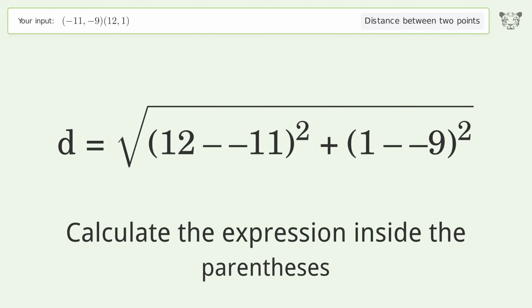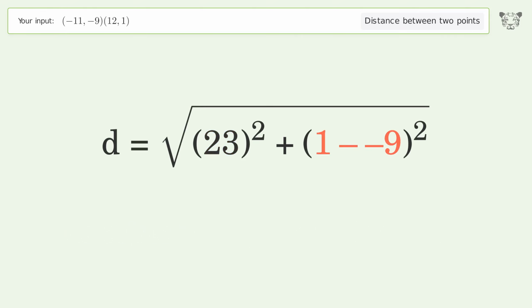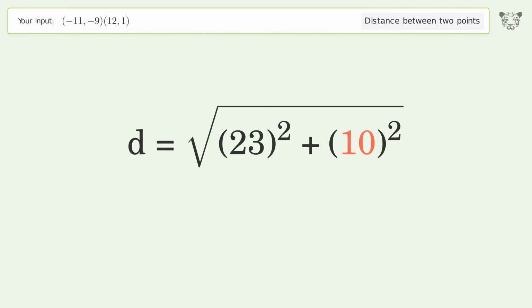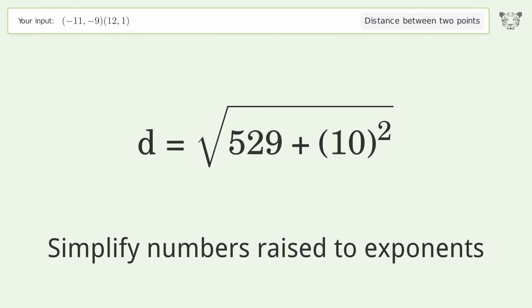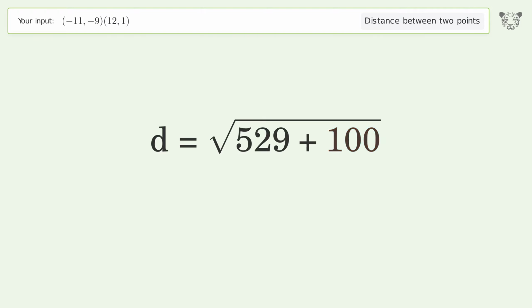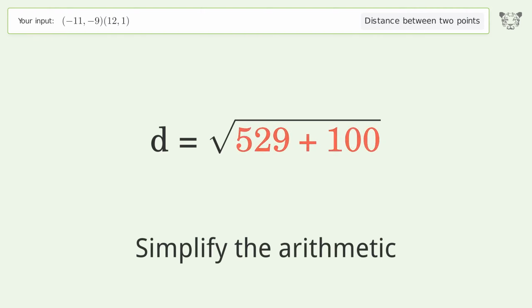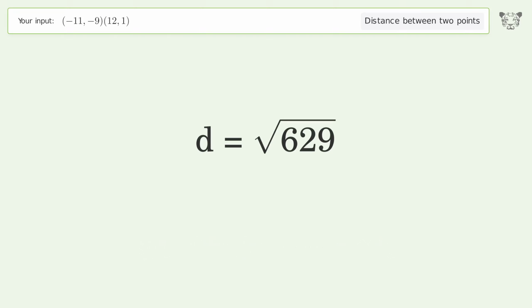Calculate the expression inside the parentheses. Simplify numbers raised to exponents. Simplify the arithmetic. And so the distance between the 2 points is the square root of 629, or 25.08.